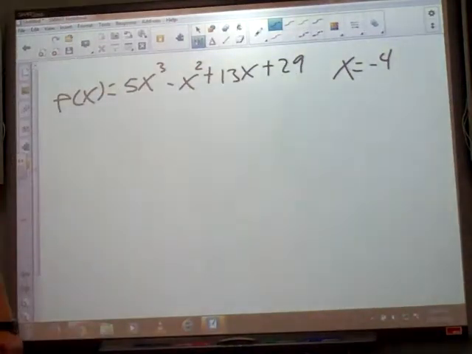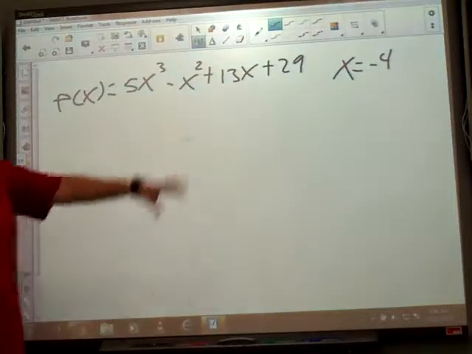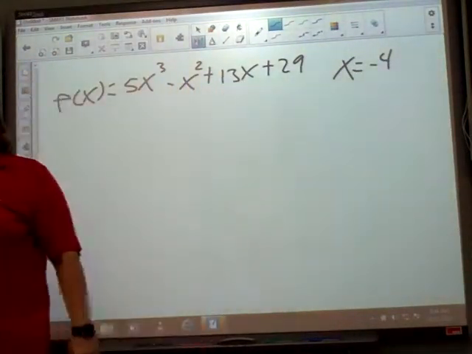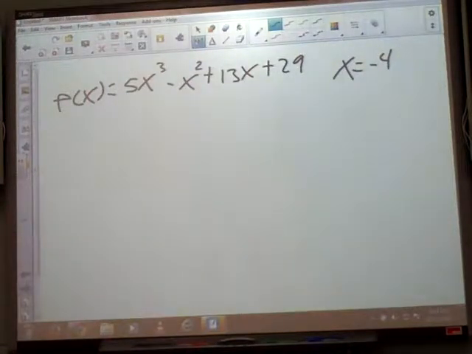Now there's a couple of ways you could do this. One thing that we've already done this week is you can just take the negative 4 and you can plug it in for all the x's and solve. That'll work. I don't want you to do that right now though, because we're going to have to make a connection with this later in the week using synthetic division. So we're going to go ahead and set up synthetic division.